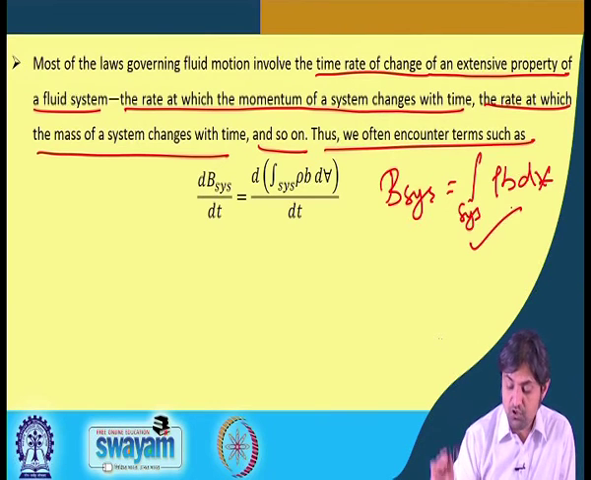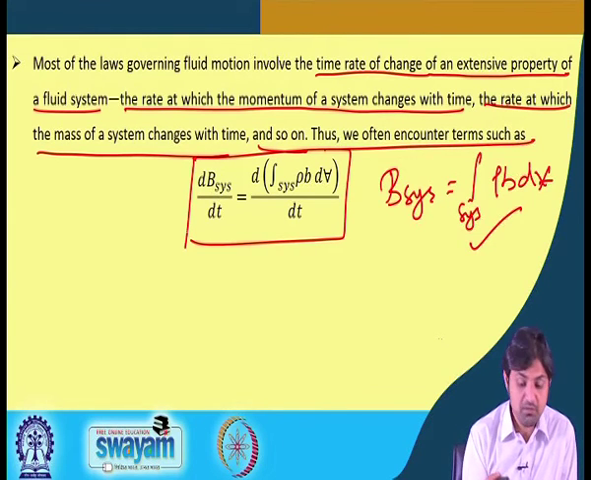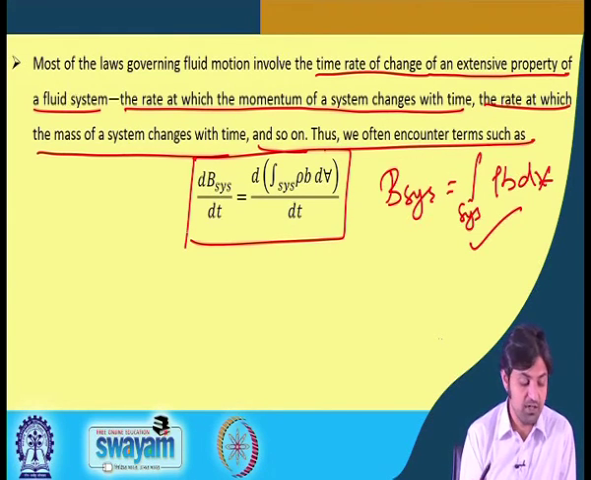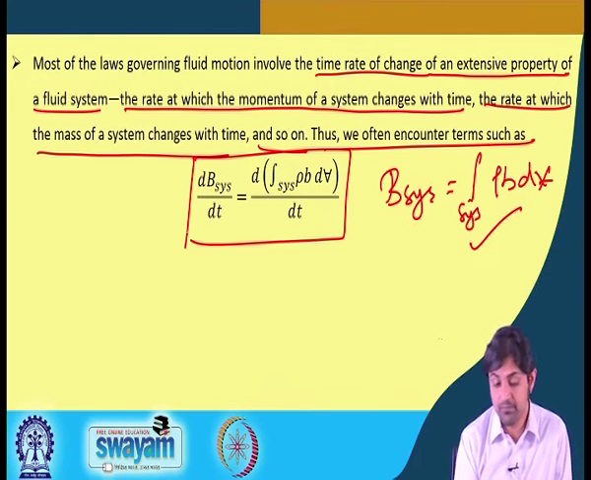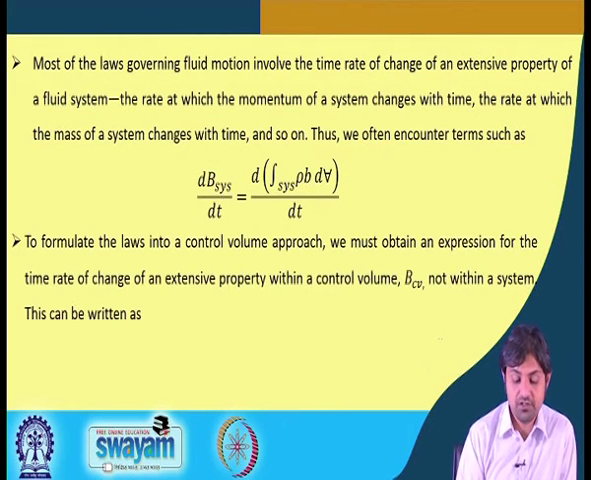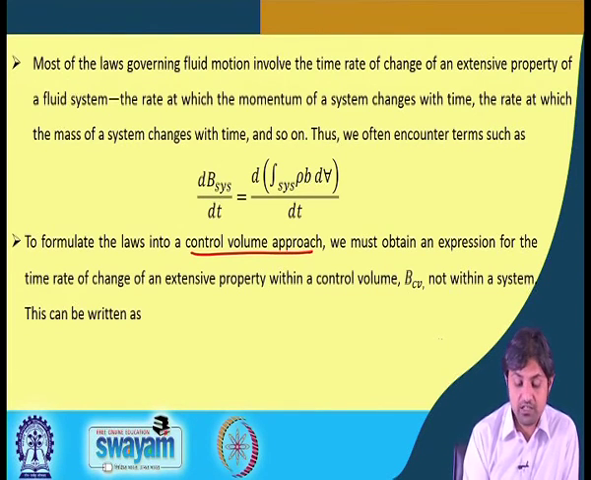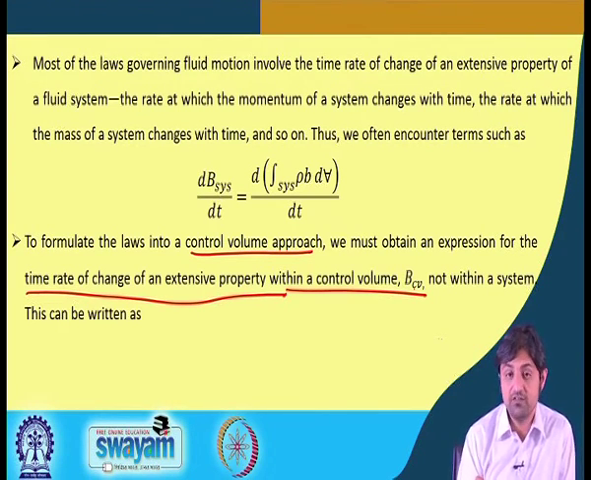but the derivative of this B sys is also important, because many times we require the rate of change of mass or the rate of change of momentum. So, those things are required, and that is why it is important to know these derivatives. To formulate the laws into a control volume approach, we must obtain an expression for the time rate of change of an extensive property within a control volume, B_CV, and not within a system. So, we have to obtain the rate of change of an extensive property in a control volume.